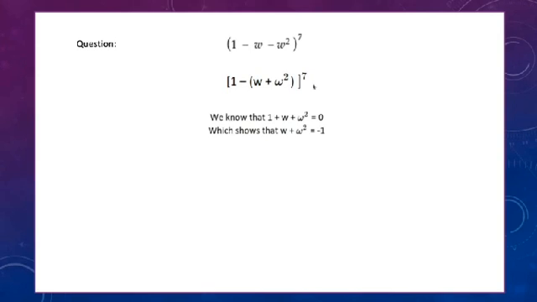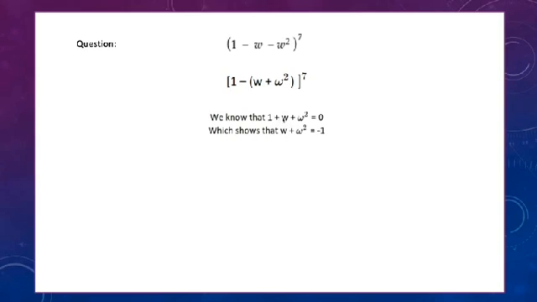So the question is (1 minus omega square) whole raised to power 7. This is our question. First of all, we will think about how to solve it. If we take minus common from these two values, we can get 1 minus in bracket (omega plus omega square) whole raised to power 7. And we know very well that 1 plus omega plus omega square is equal to 0. This is our first property. We have just discussed this property.